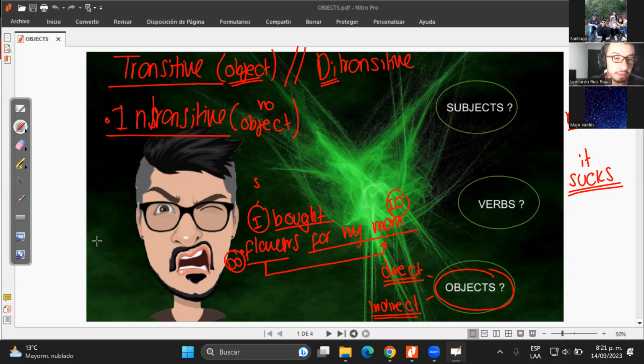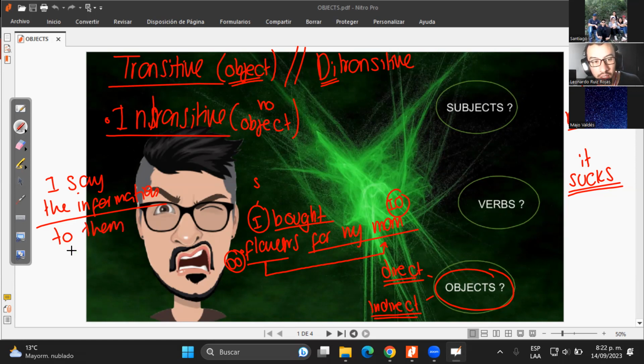But for example, if I say the verb say, "I say the information." In that case, it's just one object. It's just "I say the information," that's it, right? If I want to include another object, probably I could do it, but using the preposition to. "I say the information to them." So at the beginning, it's simply with one object, but if I want, I can introduce another object using the preposition to.